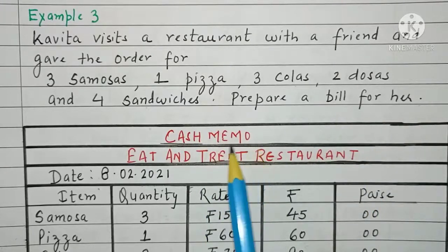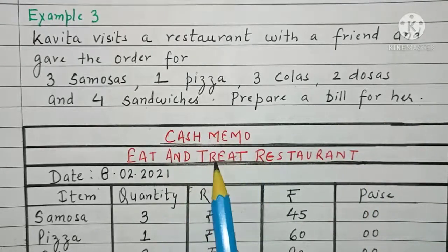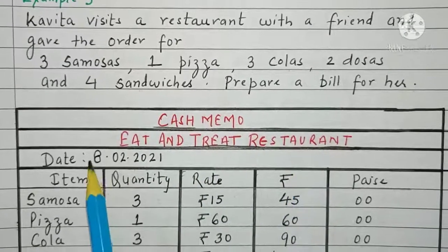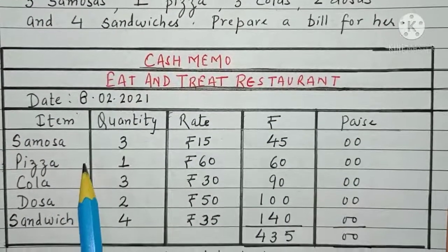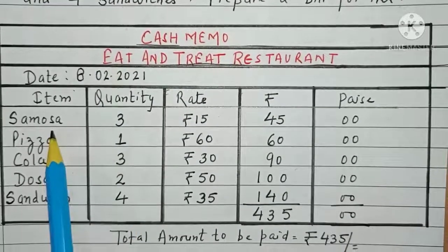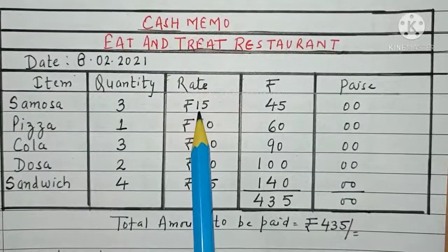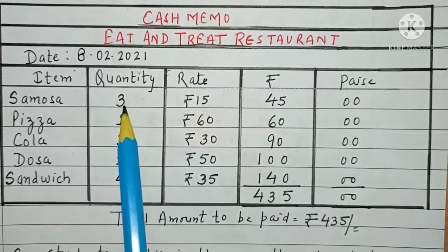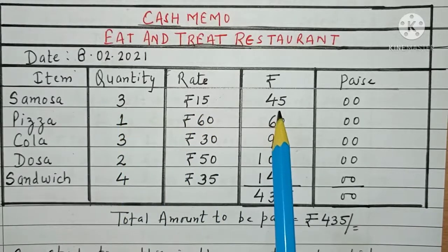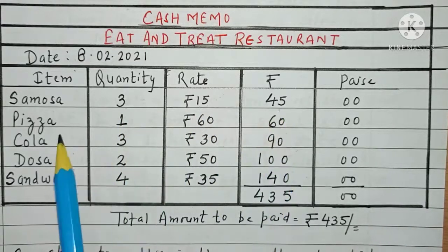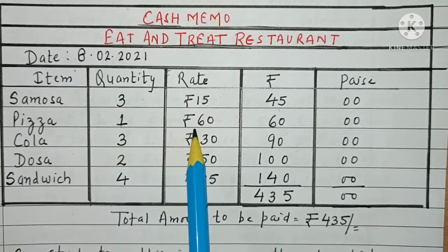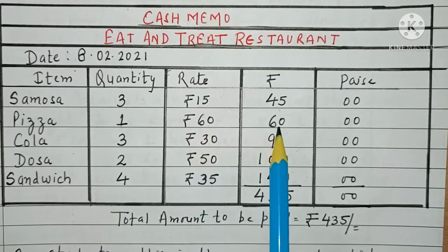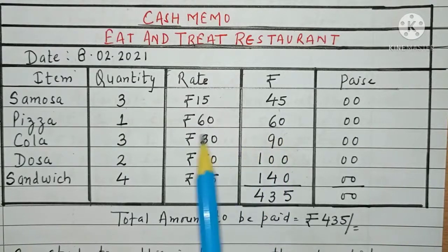Cash memo. The name of the restaurant, Eat and Treat Restaurant. The date and the items purchased are 3 samosas at the rate of rupees 15. So, 15 multiplied by 3 is rupees 45. The pizza quantity taken is 1. The rate is rupees 60. And so, the amount is rupees 60 over here.